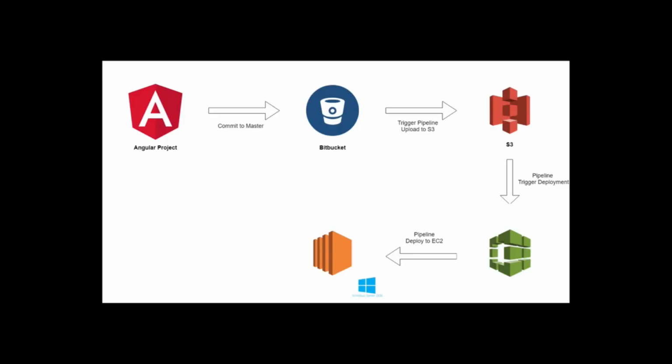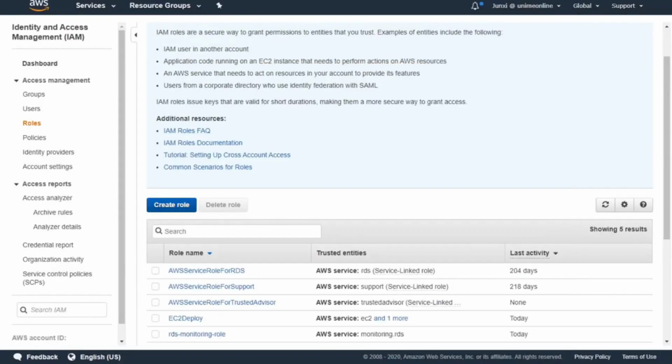Hi, today we'll be doing a hands-on, step-by-step guide on how to deploy an Angular project from Bitbucket to an AWS EC2 Windows Server 2016. In this video, we'll complete a simple CI/CD process using Bitbucket Pipelines, AWS CodeDeploy, and AWS S3 to deploy your Angular application to your desired EC2 instance. Without further ado, let's start.